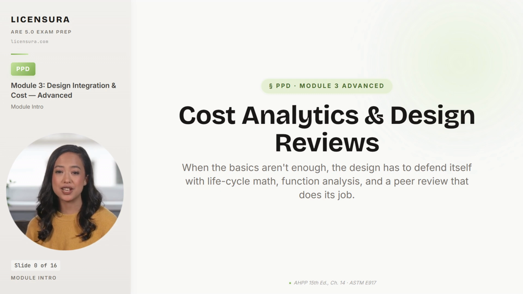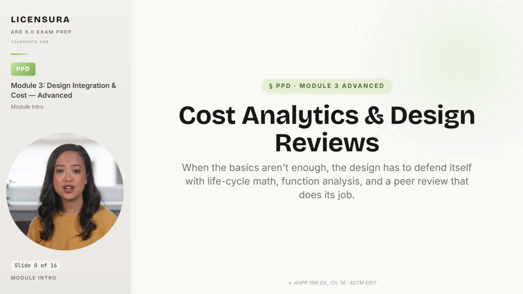Foundational integration work teaches the architect to track first cost and coordinate consultants. Advanced integration is what happens when the owner asks whether the design is really worth more than the cheaper alternative, and the only answer that works is a quantitative one. Life cycle cost analysis. Function analysis through fast diagrams. Structural architectural integration math. Performance specification logic.